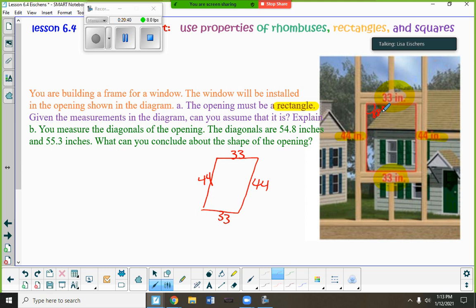You measure the diagonals of the opening. So you measure from here to here, and you measure from here to here. One of the diagonals is 54.8. The other one is 55.3. What would you conclude then? Do you have a rectangle if the diagonals are different?